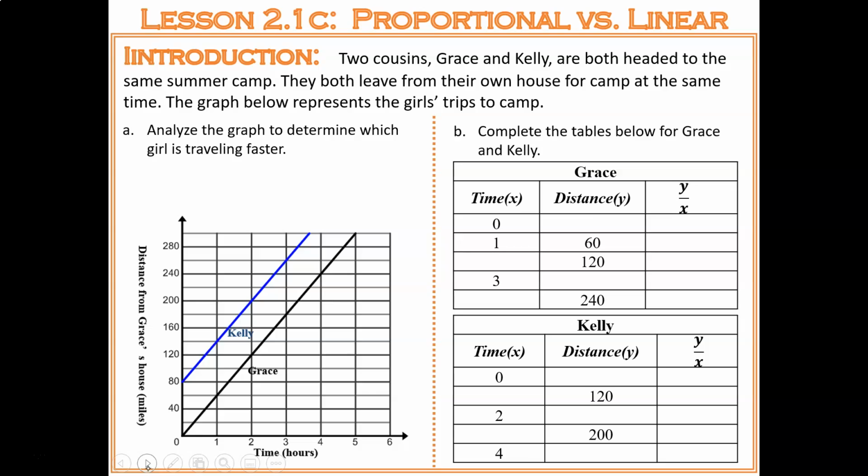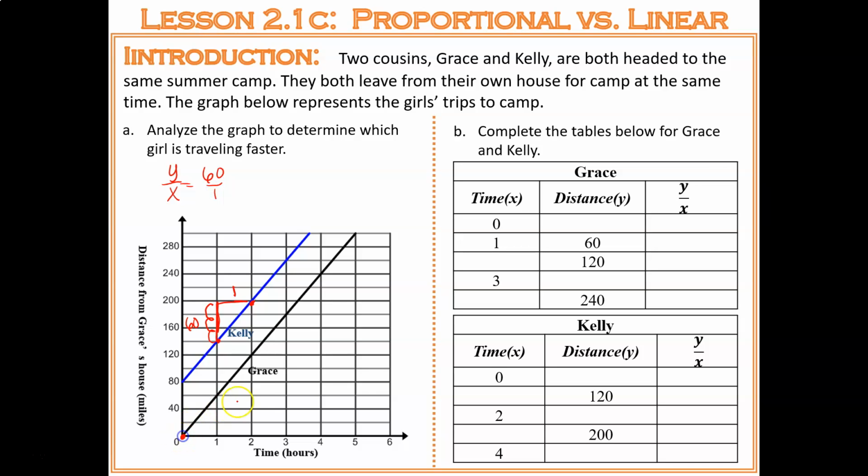So if you find two good points on Kelly's line here, and you compare or travel between them, you're going to go up 20, 40, 60. That's your y, and over 1. So remember, our rate is the change in y over the change in x. So Kelly is 60 over 1, or 60 miles per hour.